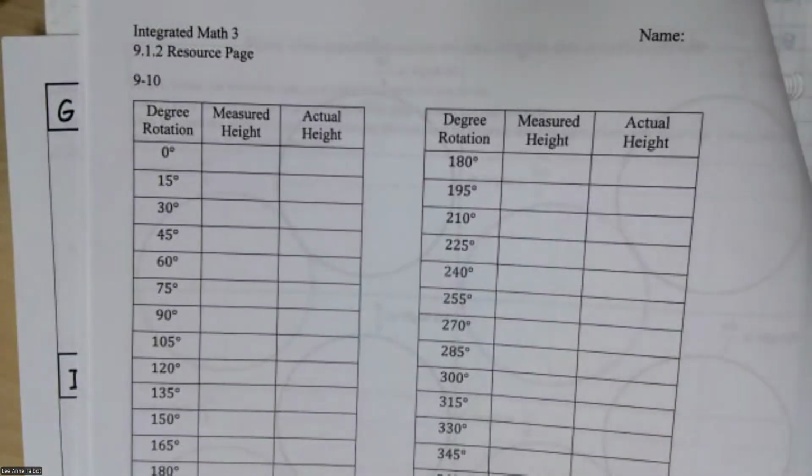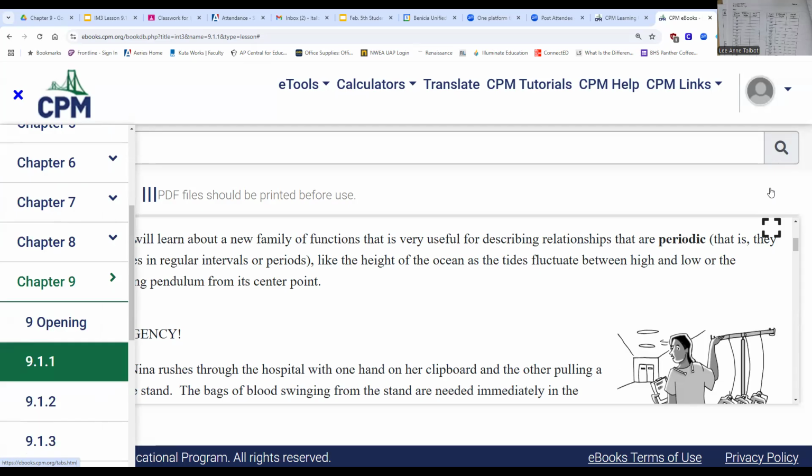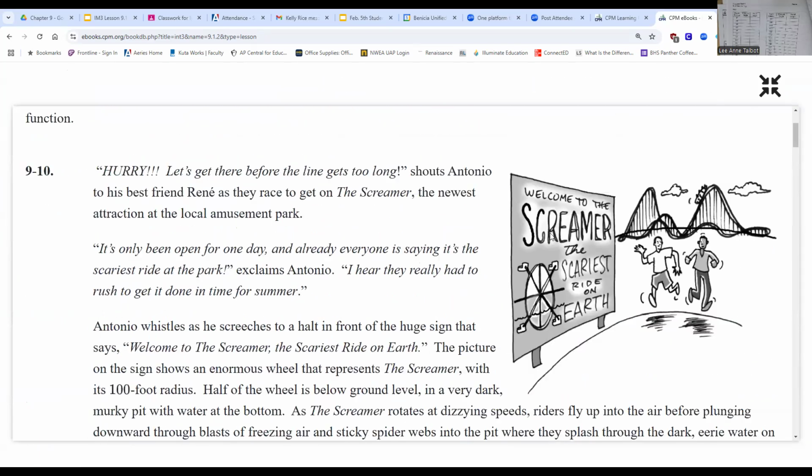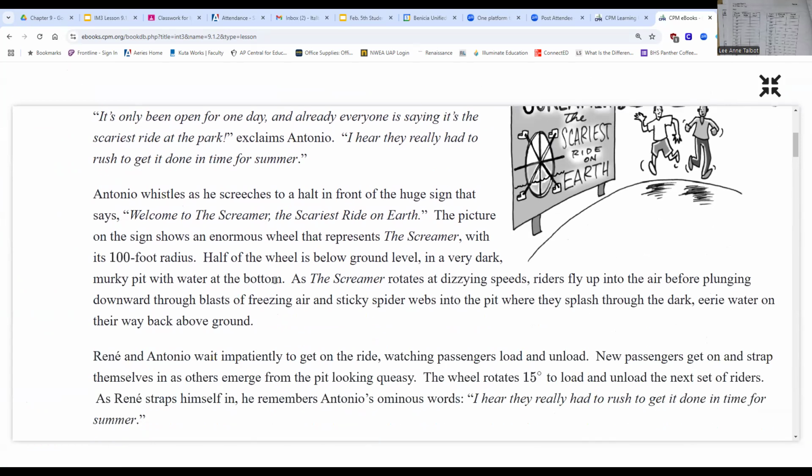Okay, now I get to read you another story from the book. Okay, 9-10. "Hurry, let's get there before the line gets too long," shouts Antonio to his best friend Renee as they race to get on the Screamer, the newest attraction at the local amusement park. Oh, look, everyone, I have built the Screamer for you over here on my desk. "It has only been open for one day, and already everyone is saying it's the scariest ride at the park," exclaims Antonio. "I hear they really had to rush to get it done in time for summer."